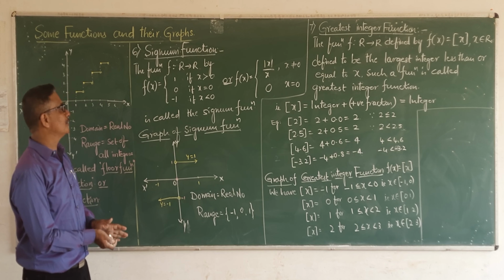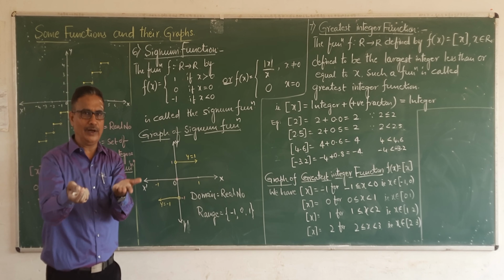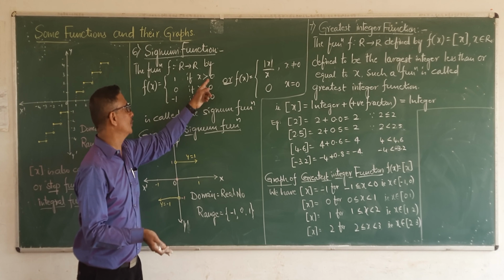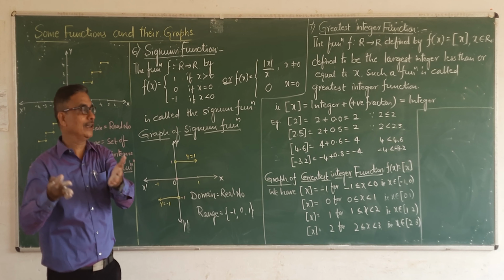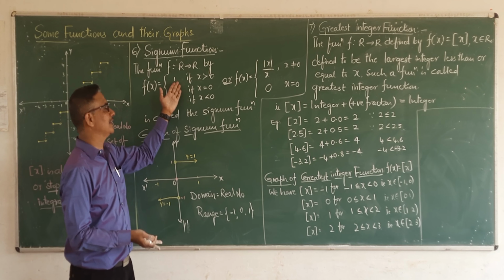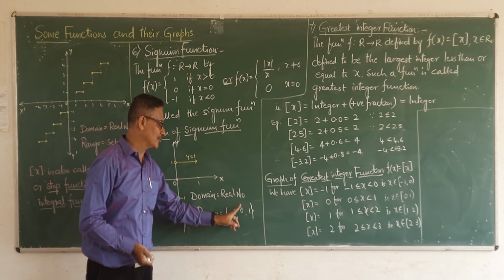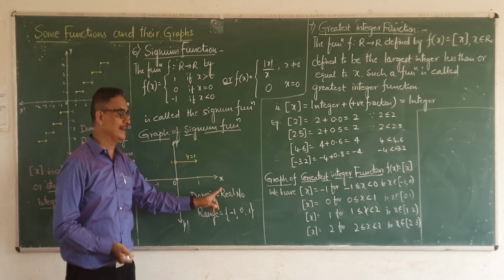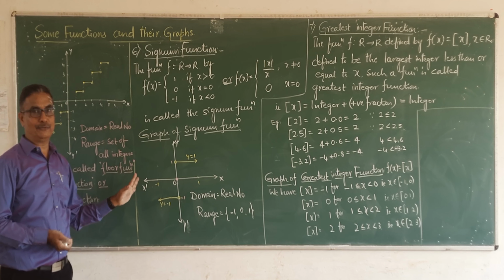Domain is the set of all real numbers. Take any number, put x equal to 5. 5 is more than 0, its value is 1. If you take x equal to 10, 10 is a real number and more than 0, so its value is again 1. So the range is only 3 numbers: minus 1, 0, 1. Domain is the real numbers. This is the graph of the Signum function.